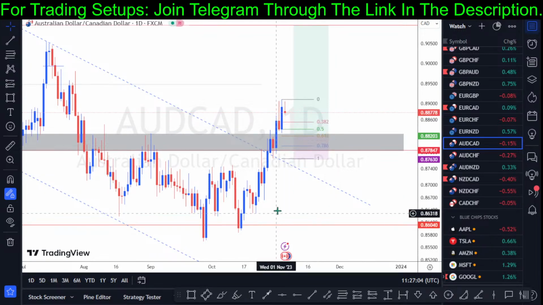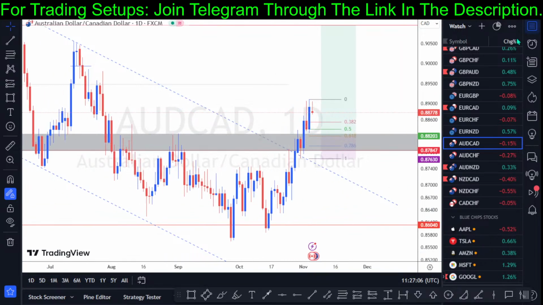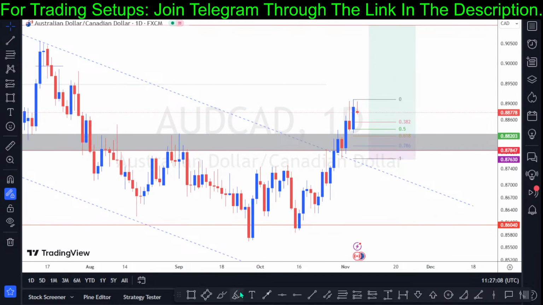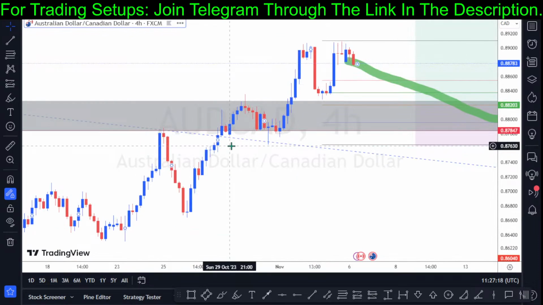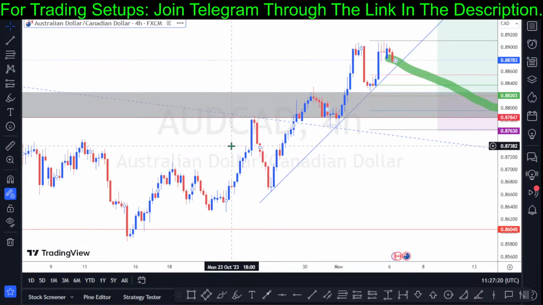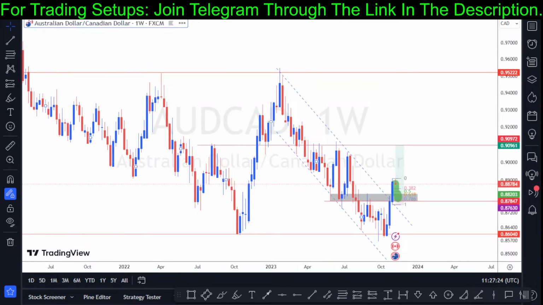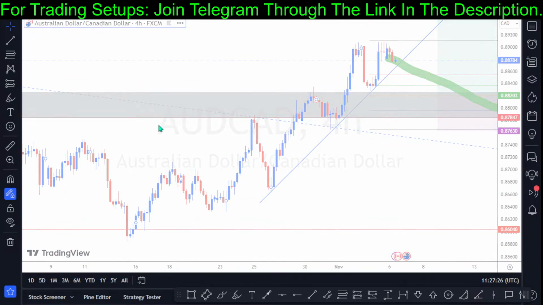Based on the Australian dollar paired against the Canadian dollar, this is my view. I'm still looking out for a pullback before I anticipate a long entry. That is my view on the asset.